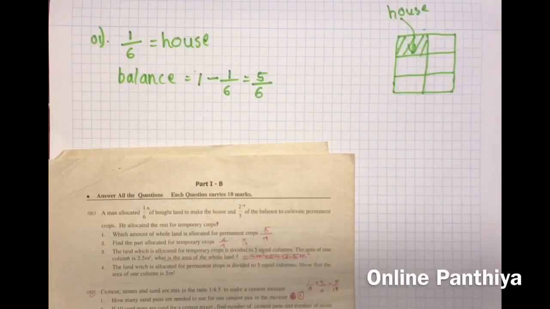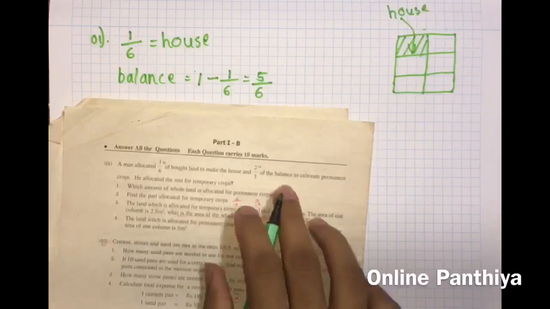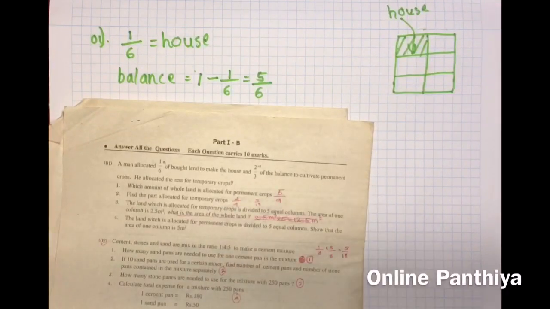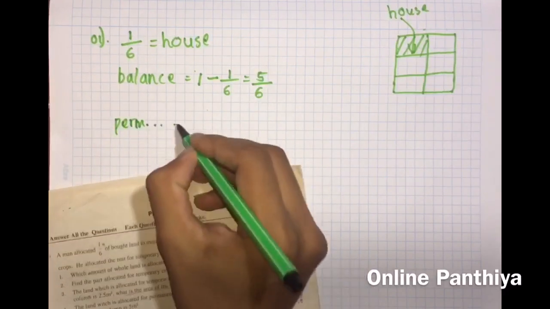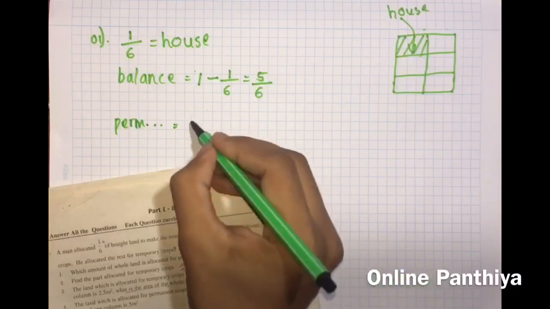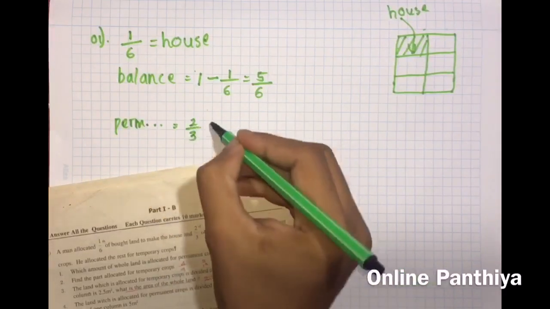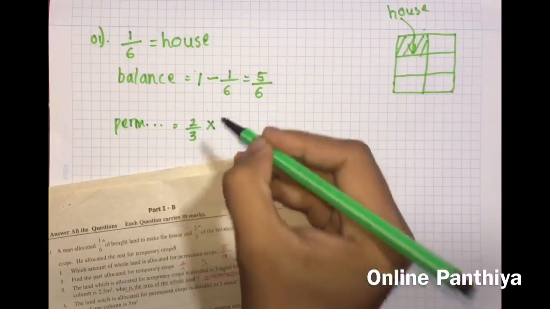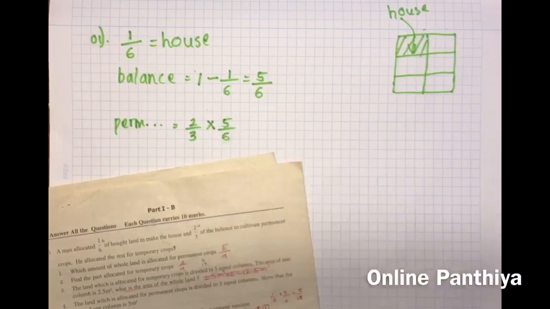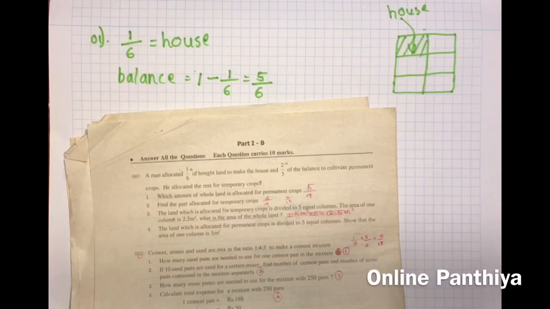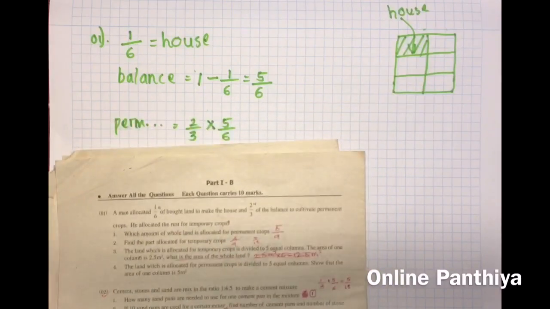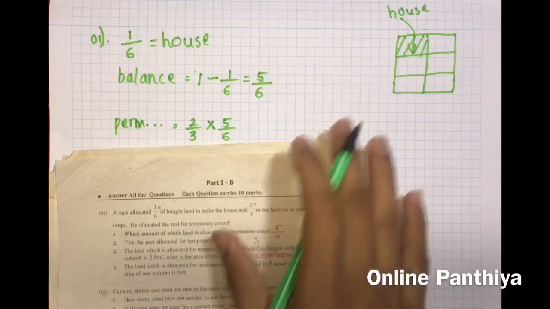This is the balance. Now out of this balance, they are saying 2/3 of the balance is used to cultivate permanent crops. So for permanent crops, you have to find 2/3 of the balance. 2/3 of means multiplication, so 2/3 of 5/6. If you solve this, you will get the answer. Also they say he allocated the rest for temporary crops. How do you find the rest? Rest means the final remainder, the final balance. So how do you find it? Now this is the way.